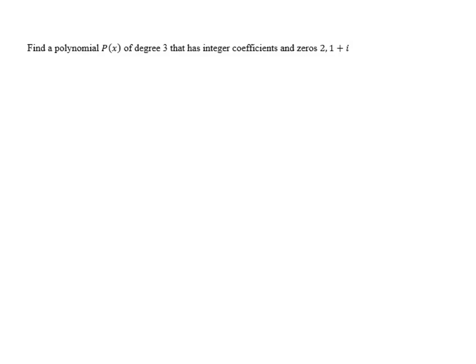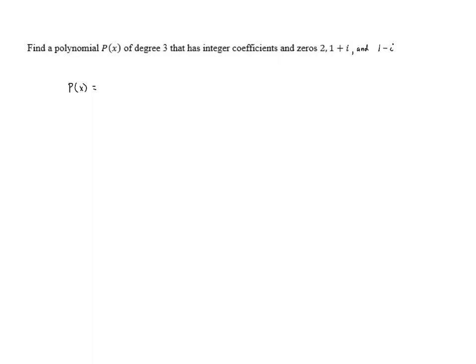Find a polynomial p of x of degree 3 that has integer coefficients and zeros 2 and 1 plus i. From the conjugate zeros theorem, we know that if 1 plus i is a zero, that means that also its conjugate 1 minus i is a zero. So we can set up our polynomial in factored form, basing the factors off of the zeros.